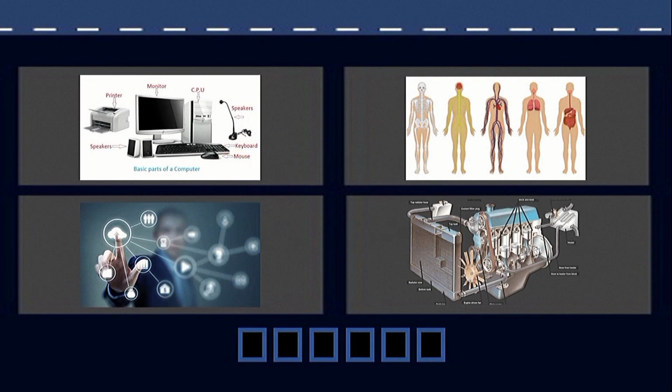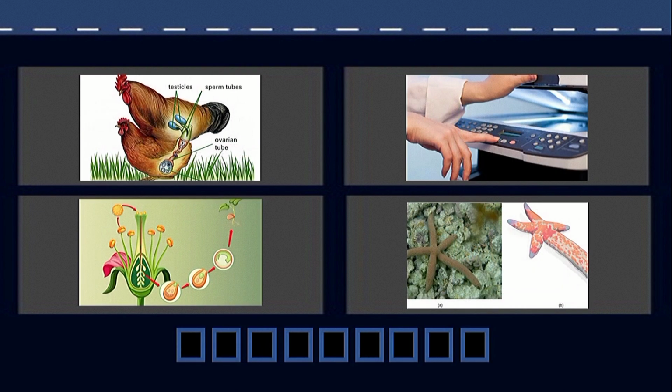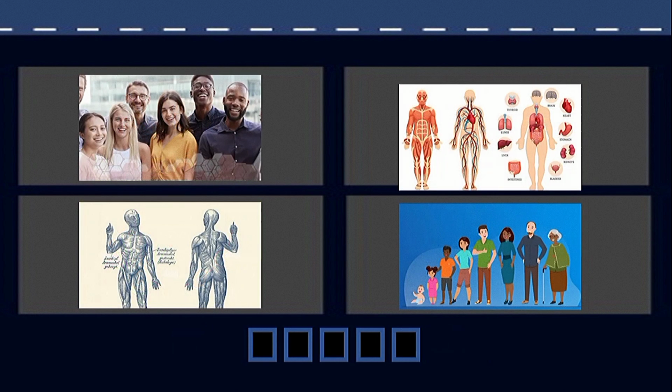Guess the set of pictures. What word does it tell us? Yes, these pictures are system or systems. What about the next set? Very good. The picture tells us about reproduction or reproduce. How about the last set? Excellent. Those are humans.